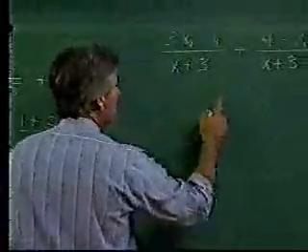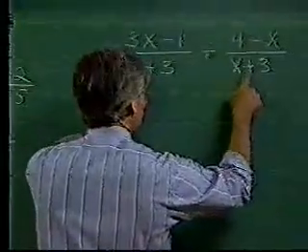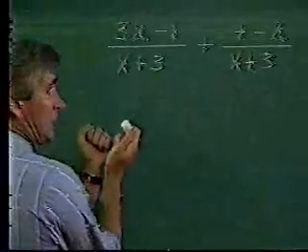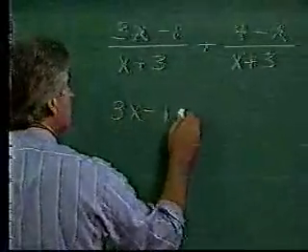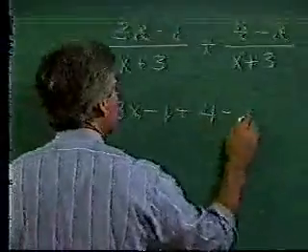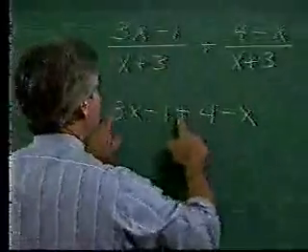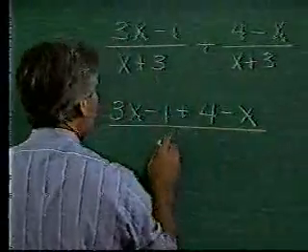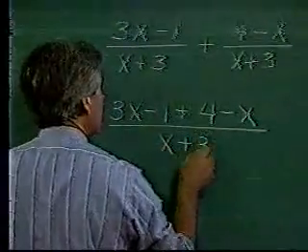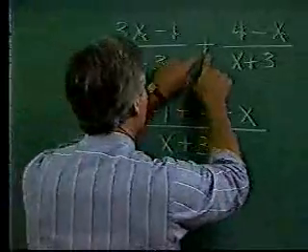What we would do is we identify that we have common denominators, so we say, all right, let's collect the numerator. So we write 3x minus 1 plus 4 minus x. You see, just bring down this numerator, and over the common denominator.